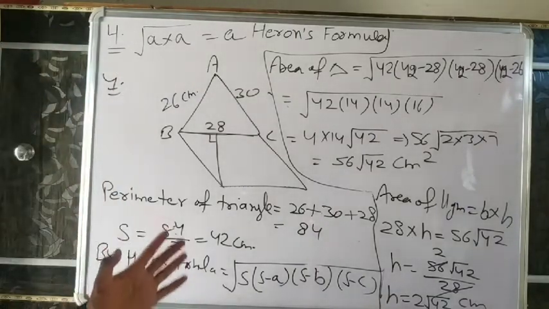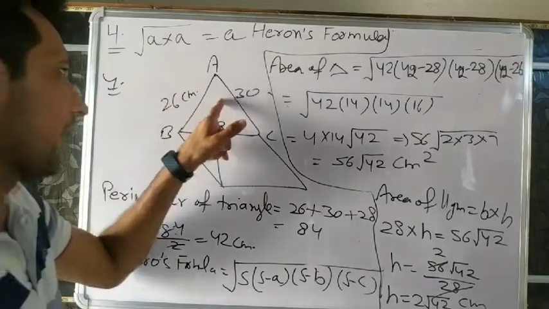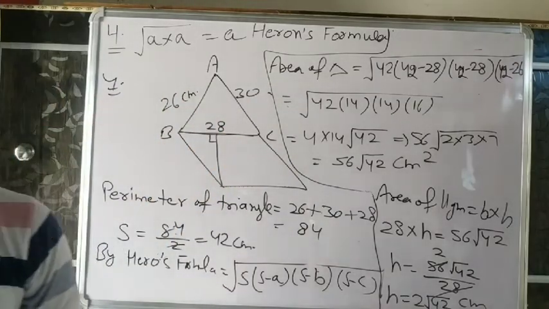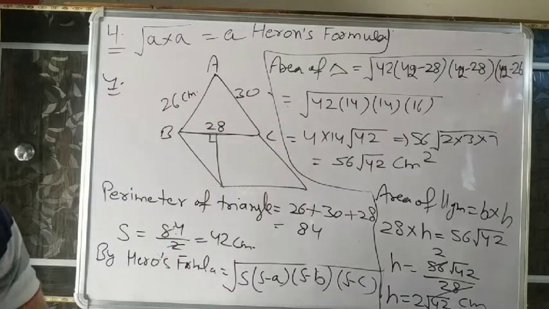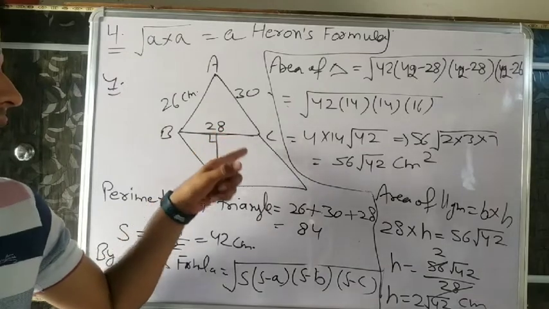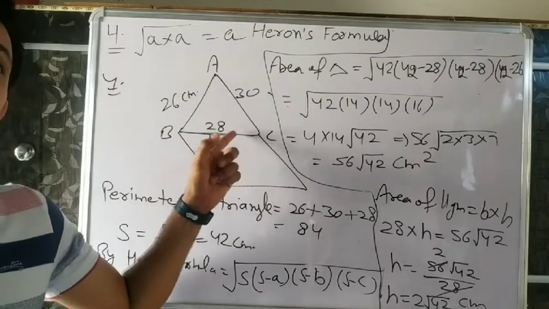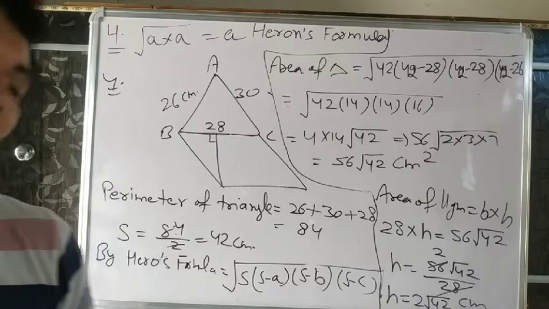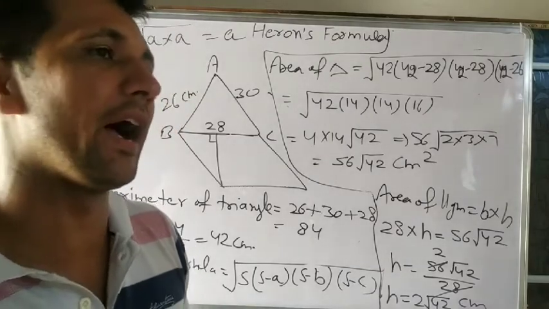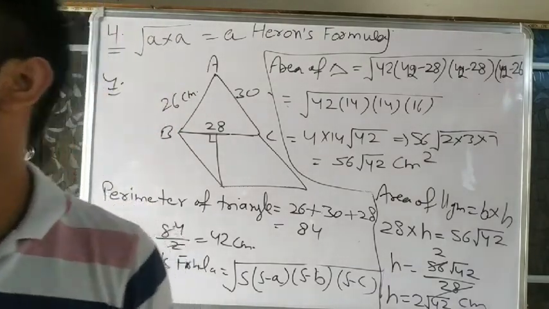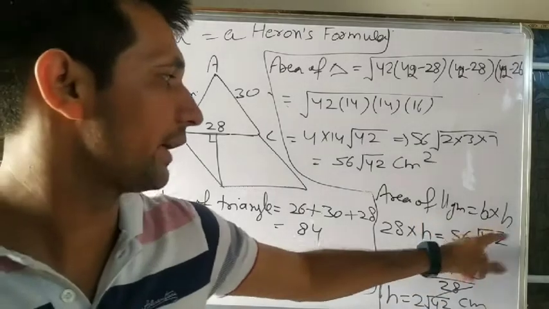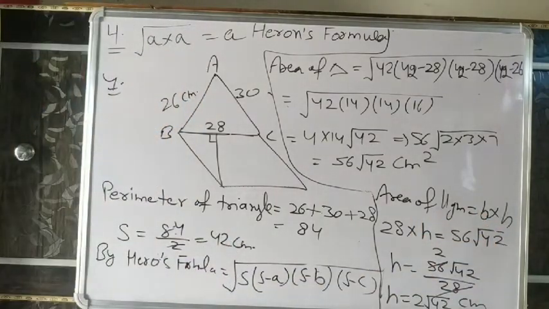So this is the fourth question. In this question, it is already given that the area of a triangle and the area of a parallelogram are both the same, and the triangle and parallelogram are on the same base, 28, and we have to find the height of the parallelogram. I will find the height. We know the area of a parallelogram is base into height. Note it down.